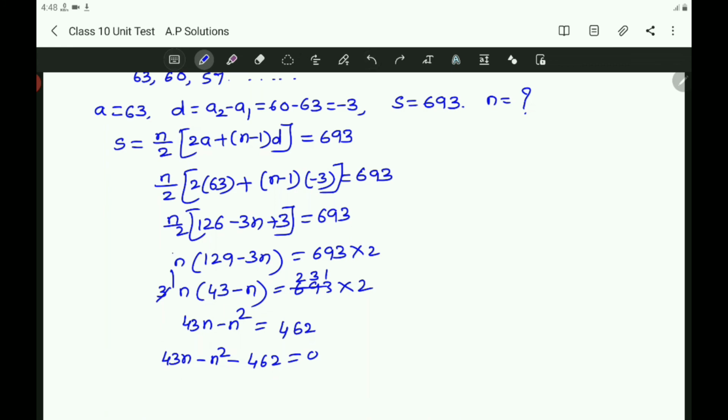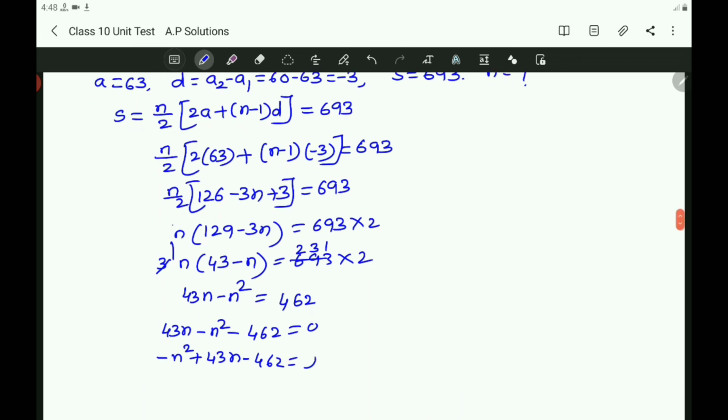This type of equation is called a quadratic equation, which is in the form of ax square plus bx plus c equals 0. Here we have to find the value of n. N is unknown here, it is a variable. So first you write the square term, minus n square first, plus 43n minus 462. That is, the square comes first, then the first degree variable second. Next, the constant.